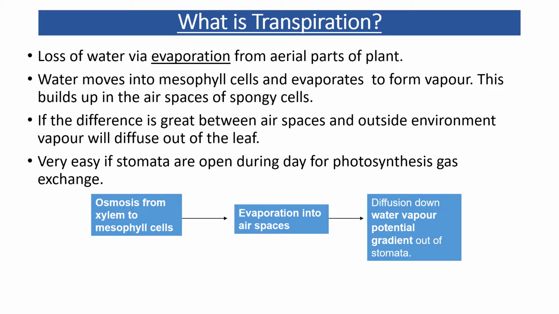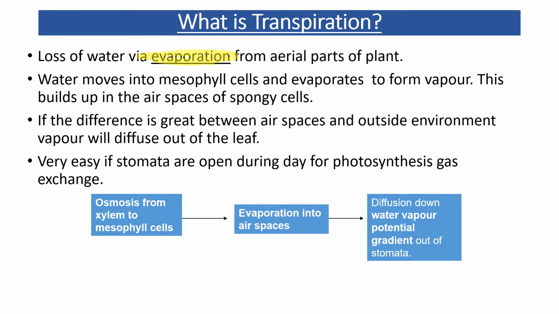So if we get straight onto this, what is transpiration? You should know that transpiration is the loss of water from the plant via evaporation. The key word to remember in exam questions is evaporation, and it's the loss of water from the aerial parts of the plant, i.e. the leaves, and as you should be aware, the stomata in the leaves.